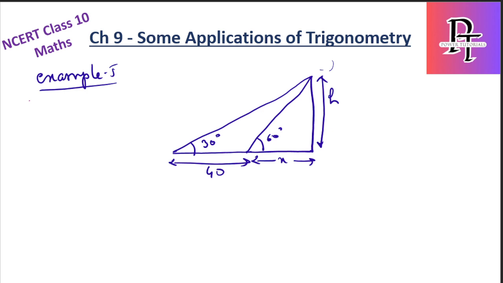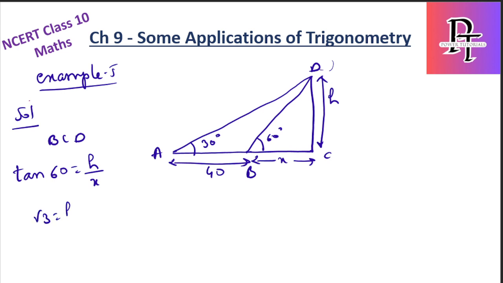So let's mark the points here. A, suppose this is B, C, and this is D. Let's start with the solution. So we consider the first triangle, which is BCD. Again, same way, you have to consider tan theta because it is opposite by adjacent side. Tan 60 is equal to h by x. Tan 60 value is root 3. Root 3 is equal to h by x. So we'll get a relation which is h is equal to x root 3 meters.